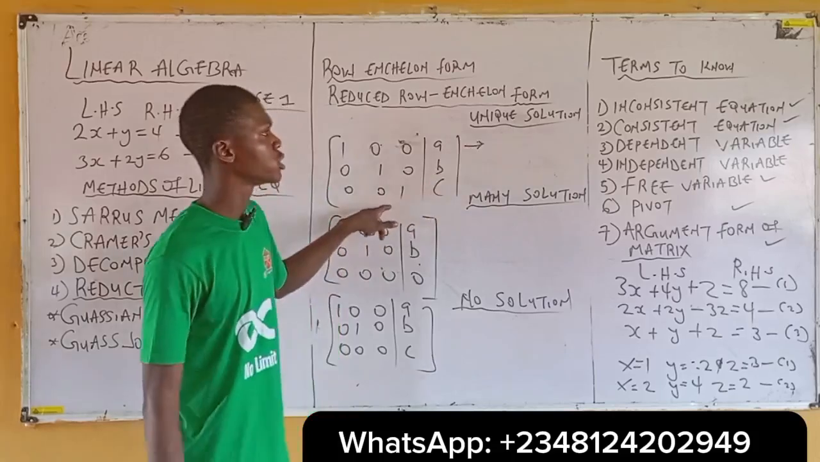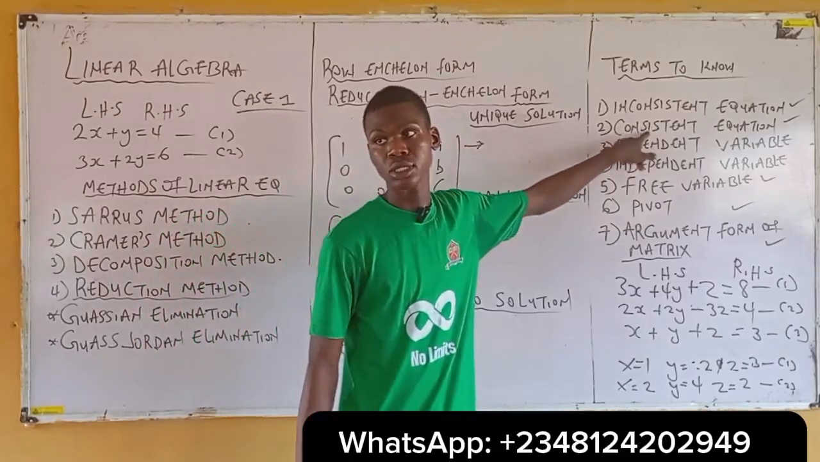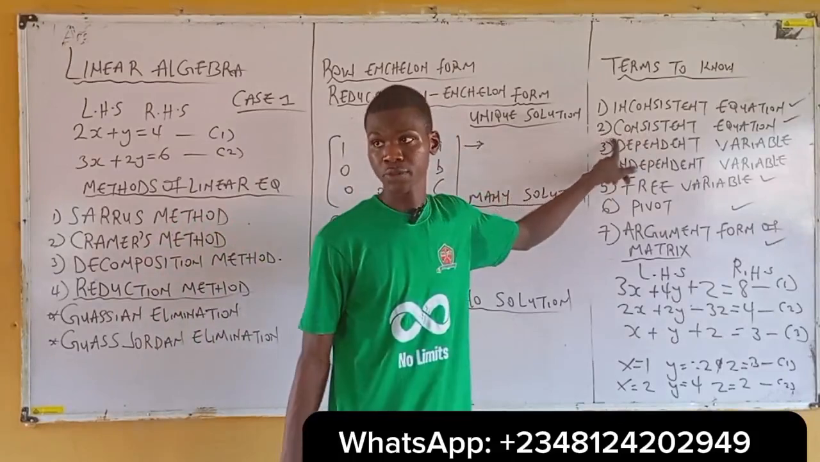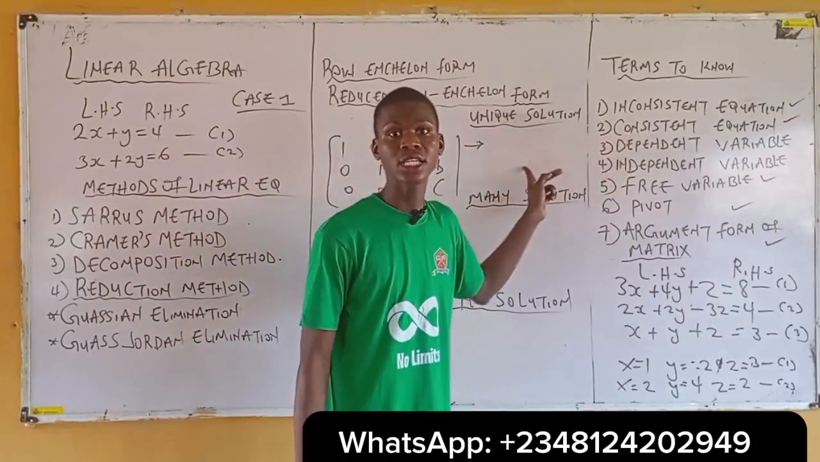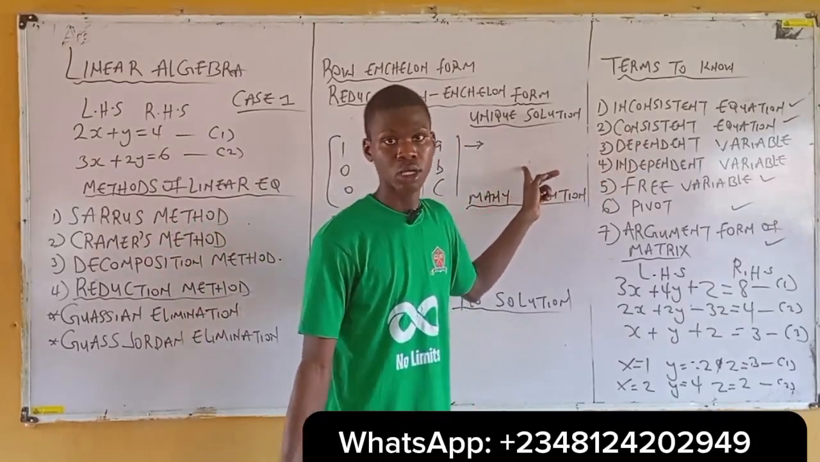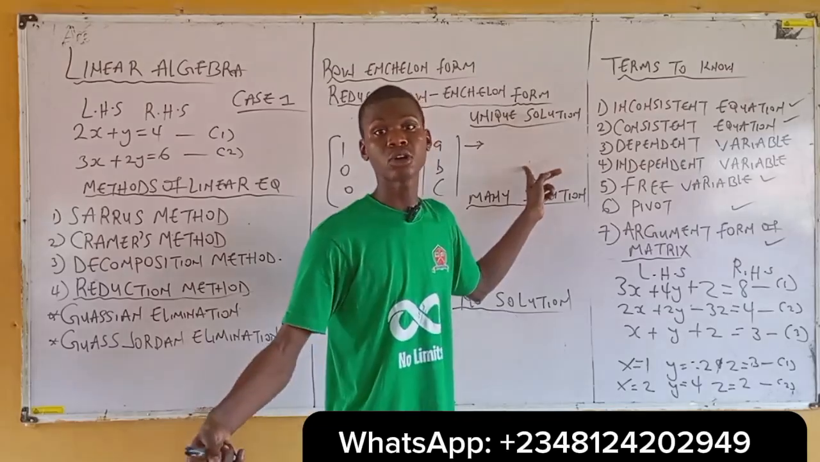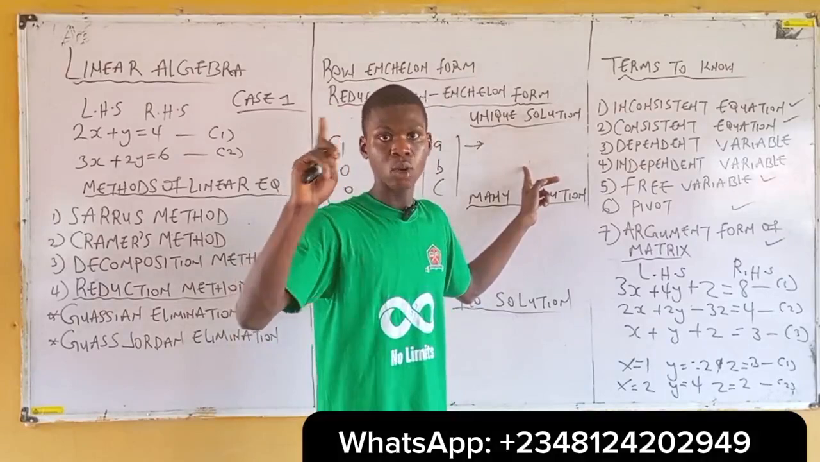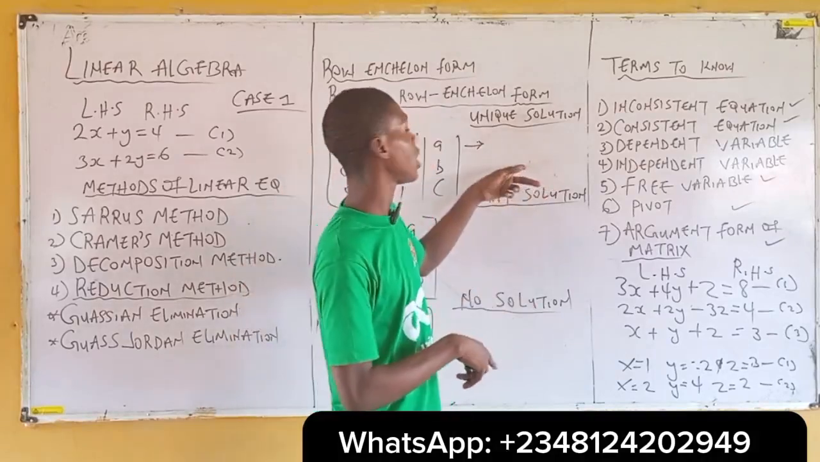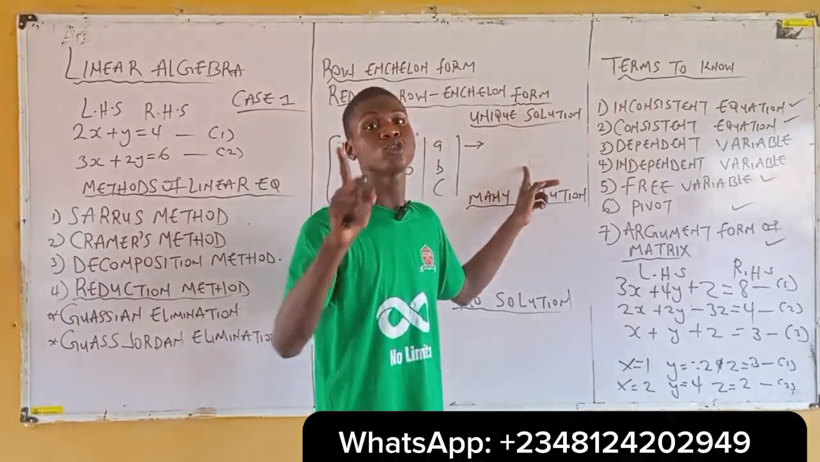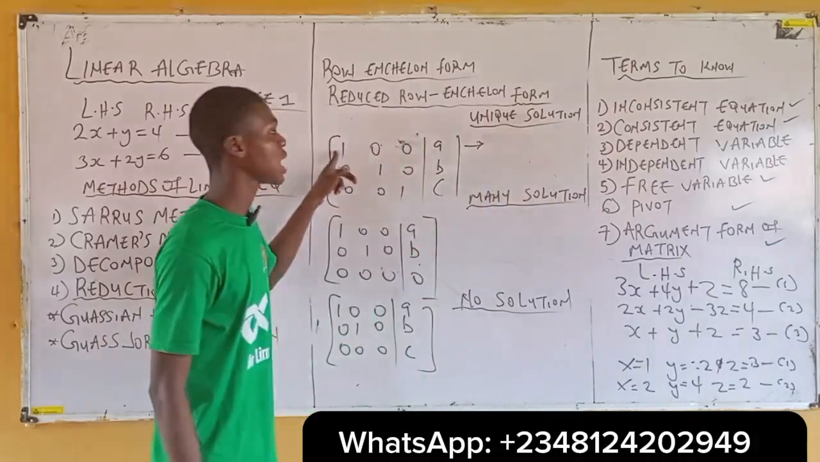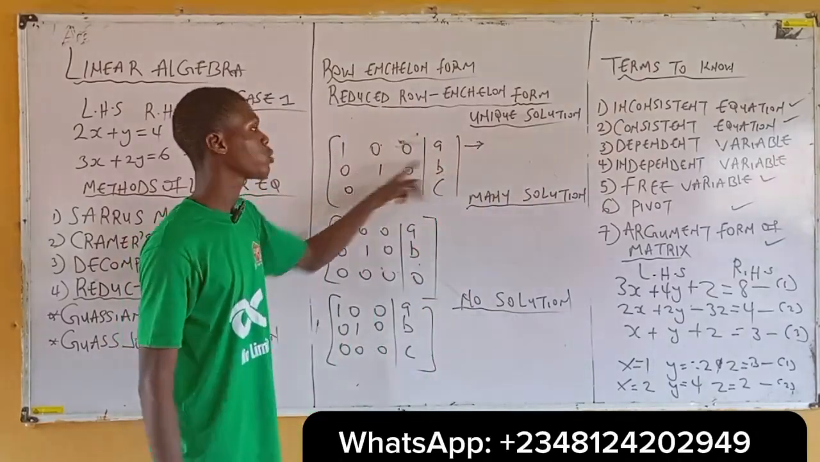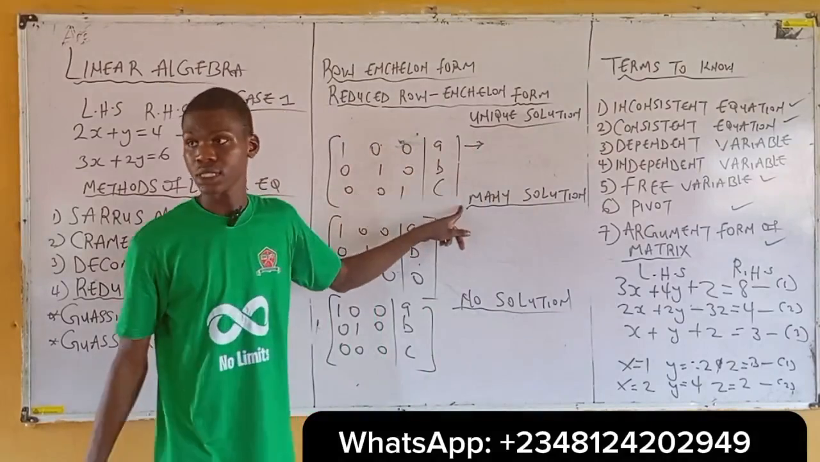By unique solution, is it a consistent equation? Why is it a consistent equation? It is a consistent equation because each of these unknown variables has at least one value, which in this case is X equals A, Y equals B, Z equals C.